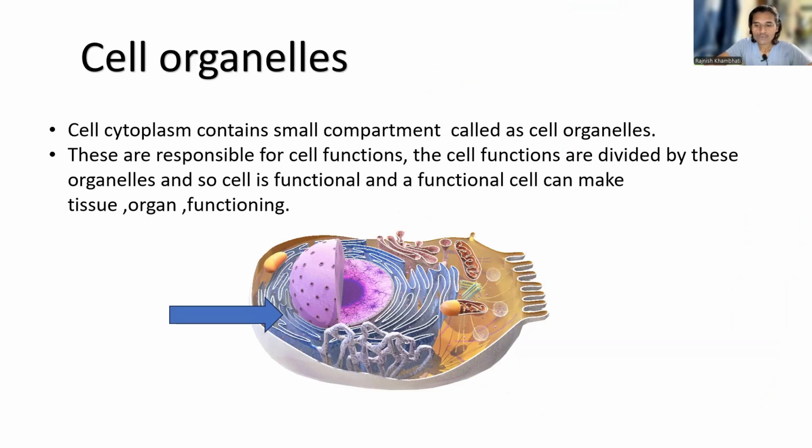Now, let me remind you what we did up till now. We learned the plasma membrane, the nucleus, the cell wall and the cytoplasm. The basic structure of the cell is over. The next part is cell organelles. The cell cytoplasm contains small compartments called cell organelles. So what are the cell organelles? They are the small compartments of the cell cytoplasm.